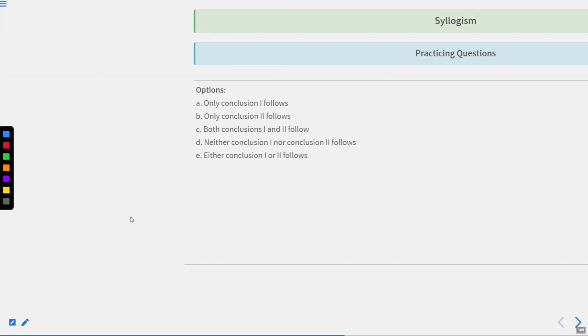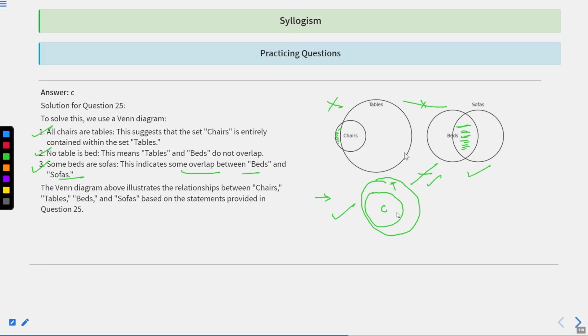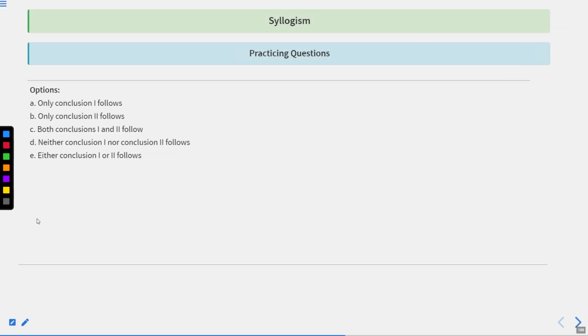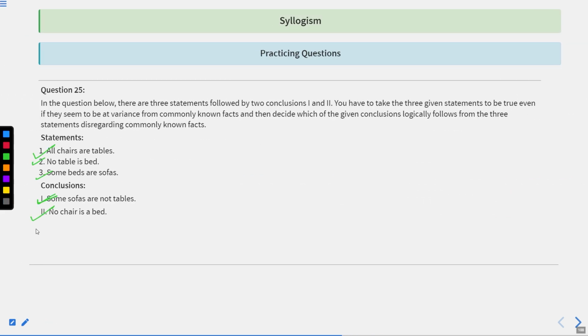Now, no chair is bed. No chair is bed. Since all the chairs are within the table and there is no relation between tables and beds, obviously all the chairs will also have no relation with beds. So the second statement, which suggested that no chair is bed, is also correct according to the Venn diagram and the statement that has been provided, my dear students.